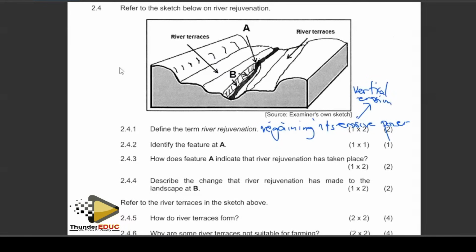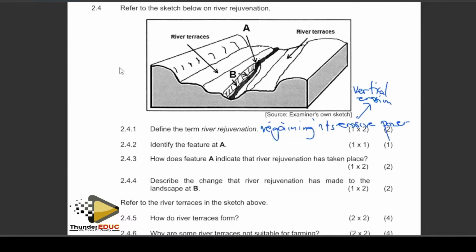Meaning to say a river has attained a grade. It's now balancing between deposition and erosion, but however, all of a sudden, it gets energy again to cause erosion and to erode vertically and deepen its channel. That is rejuvenation. The river is becoming younger. It has attained a grade whereby it had balanced between erosion and deposition. It was now maintaining a graded profile.